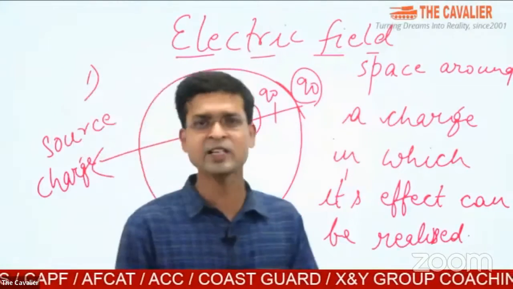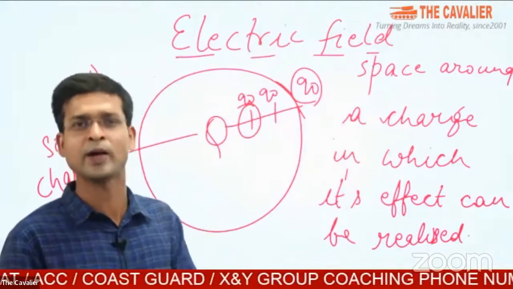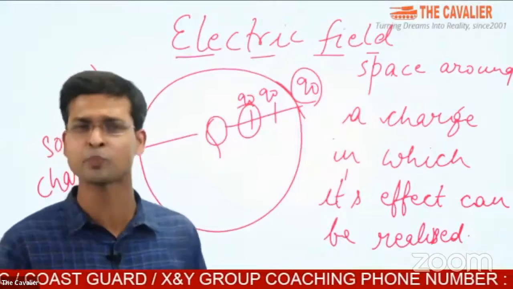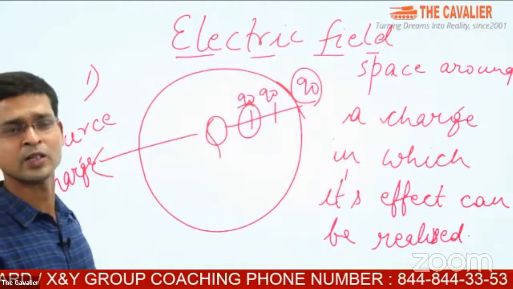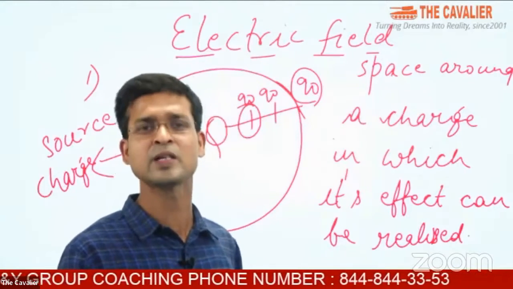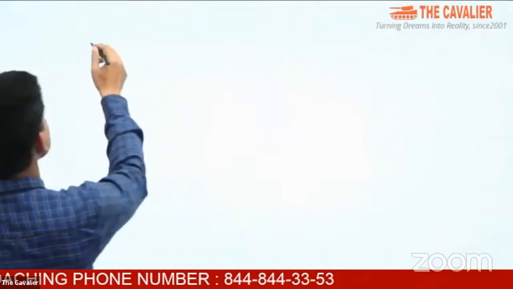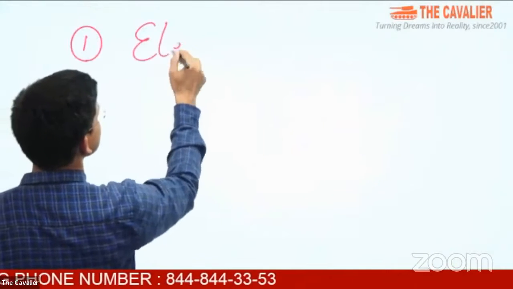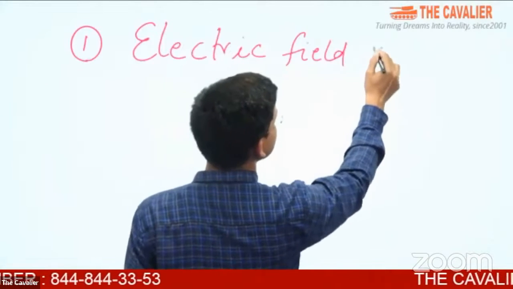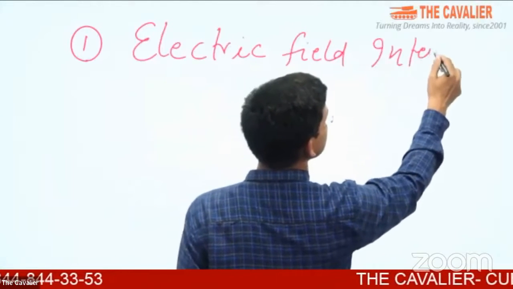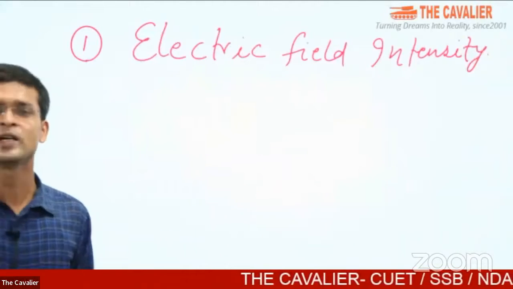In this case, we have to discuss the electric field intensity, how to find electric field intensity at a particular point. Most of the time, this question is asked in the examination: how to find electric field intensity at a particular point. This is the electric field intensity.